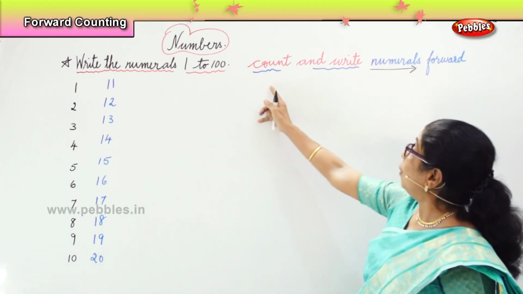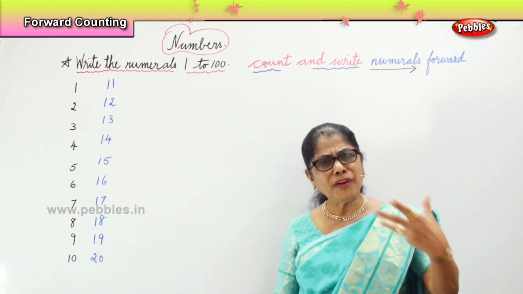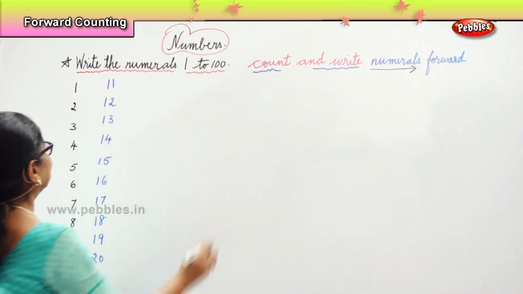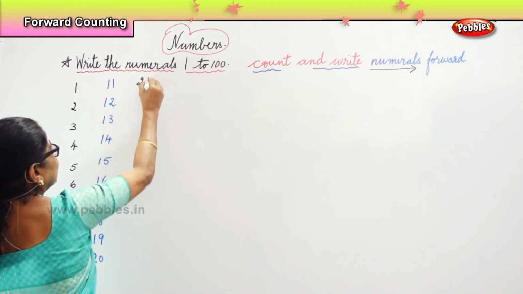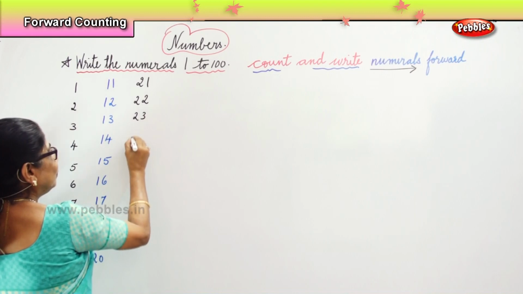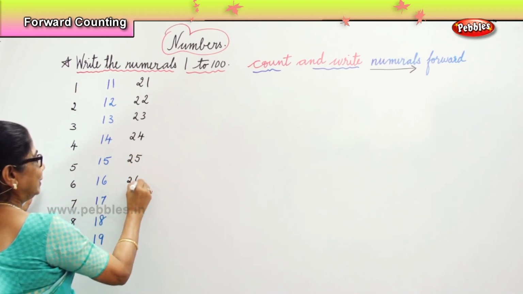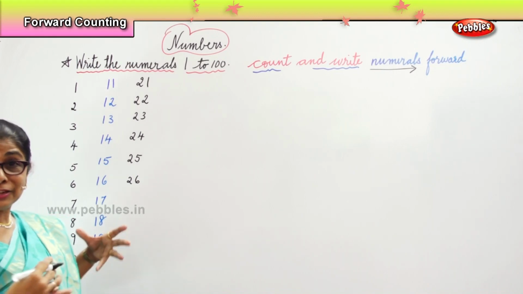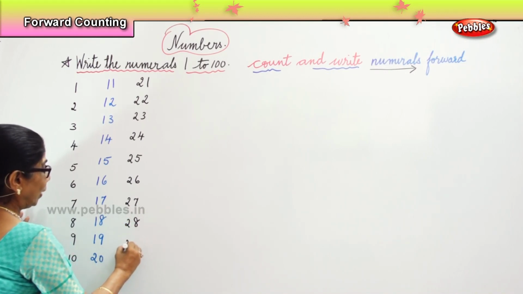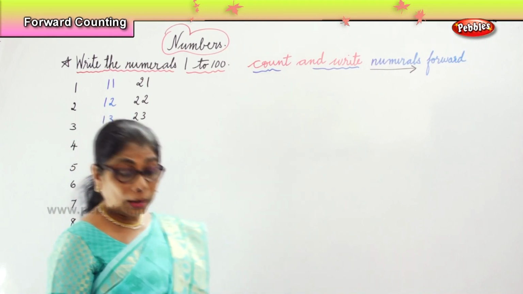Very easy. Count and write numerals forward. 1 to 20 forward. Next, you add on one more. Count. You must say as you count along. Right. Okay, now 20. Next is 21. Good. One more add on. 22. Good. 23. 24. Perfect writing. 25. 26. Counting. Writing numerals forward. 27. 28. 29. 30. We counted and we wrote numbers forward 1 to 30.